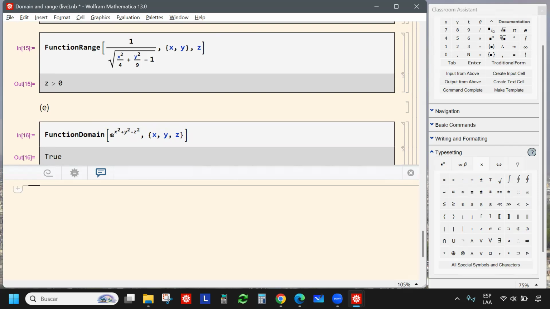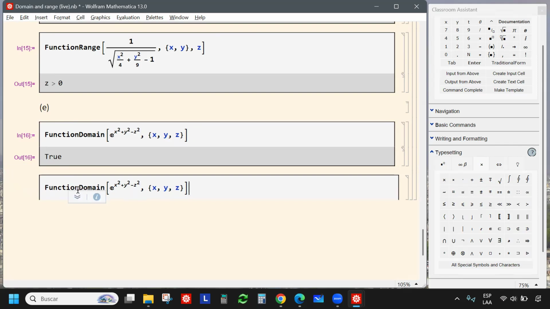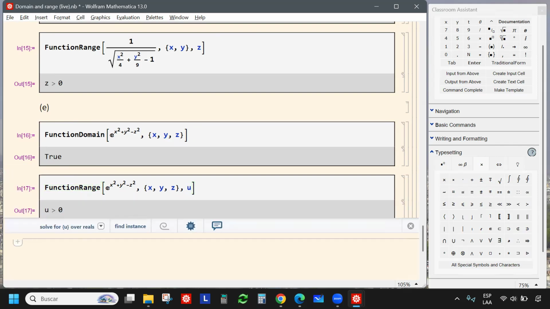And the range, as it is exponential, we expect that it is the variable that defines that function. That could be u, because we have used z, so u greater than 0. Let's see. Use u. Okay, u greater than 0.